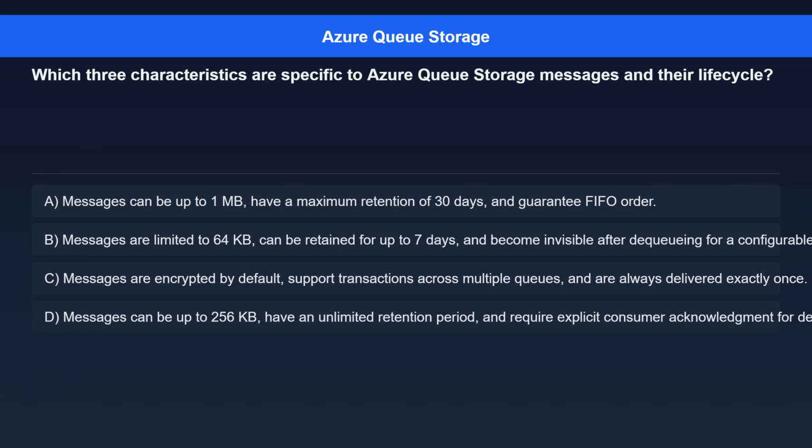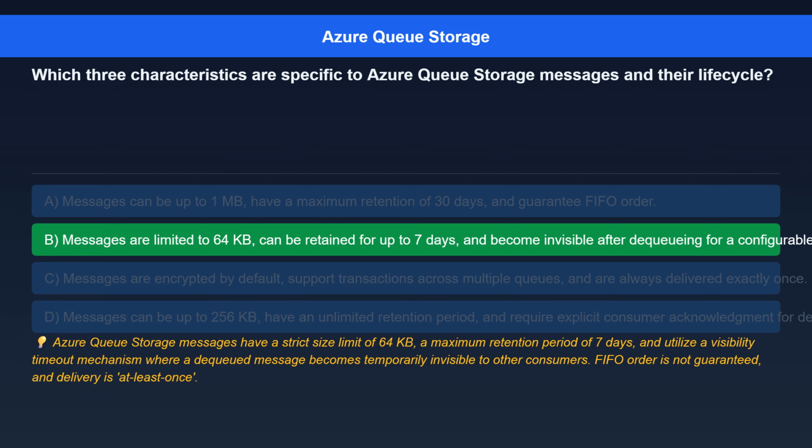Question 5. Which 3 characteristics are specific to Azure Queue Storage messages and their lifecycle? Option A, messages can be up to 1 megabyte, have a maximum retention of 30 days, and guarantee FIFO order. Option B, messages are limited to 64 kilobytes, can be retained for up to 7 days, and become invisible after dequeuing for a configurable period. Option C, messages are encrypted by default, support transactions across multiple queues, and are always delivered exactly once. Option D. Messages can be up to 256 kilobytes, have an unlimited retention period, and require explicit consumer acknowledgement for deletion.